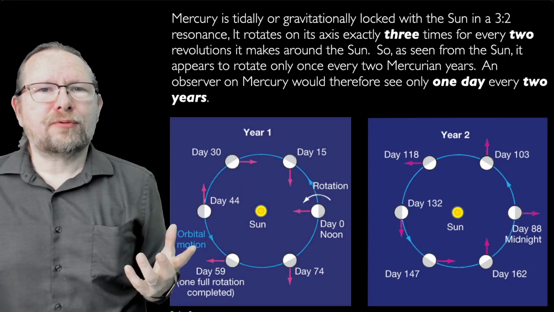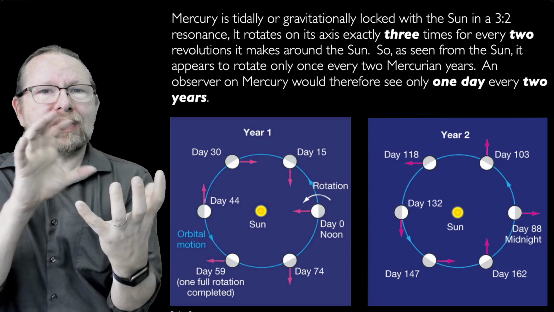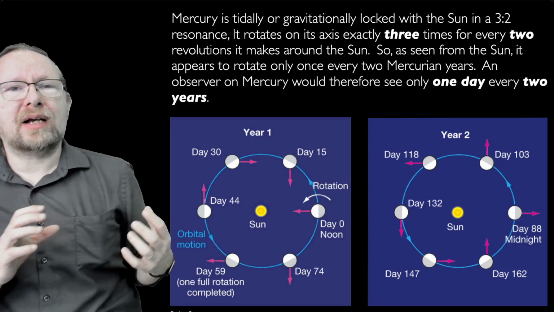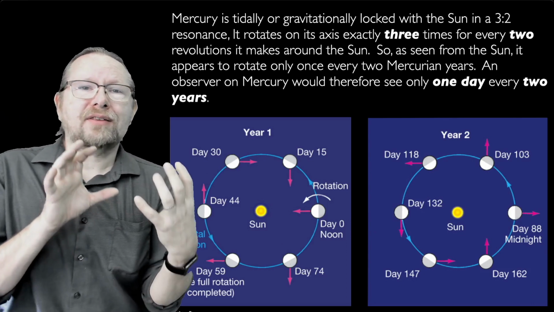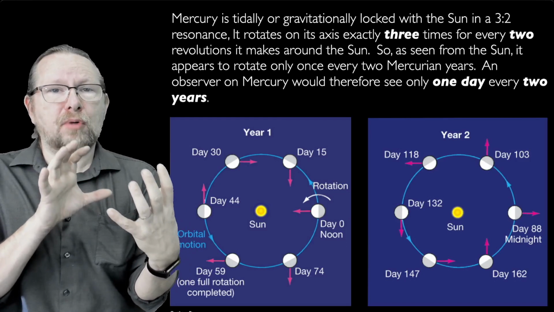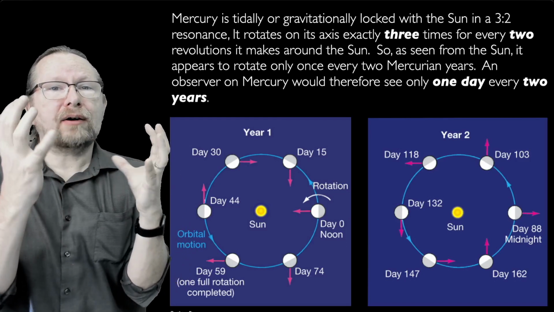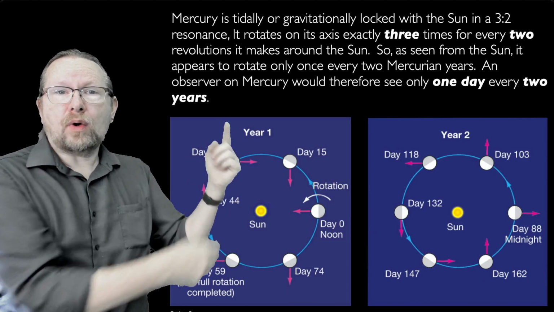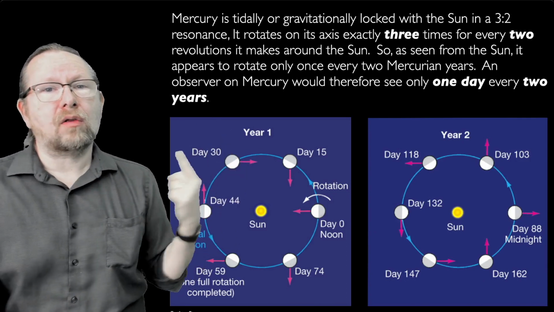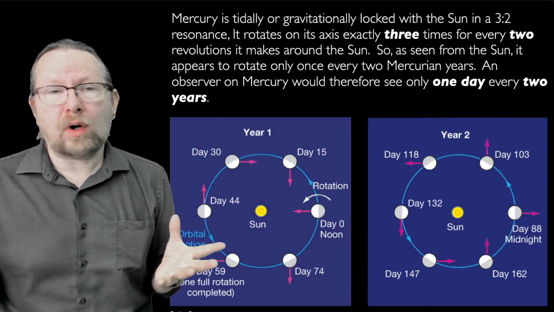The reason for this mathematical relationship is not a coincidence. It's because the tidal force that the sun exerts on Mercury has slowed down its rotation to the point where its rotation and its revolution are locked. They're not locked in a 1-to-1 ratio.